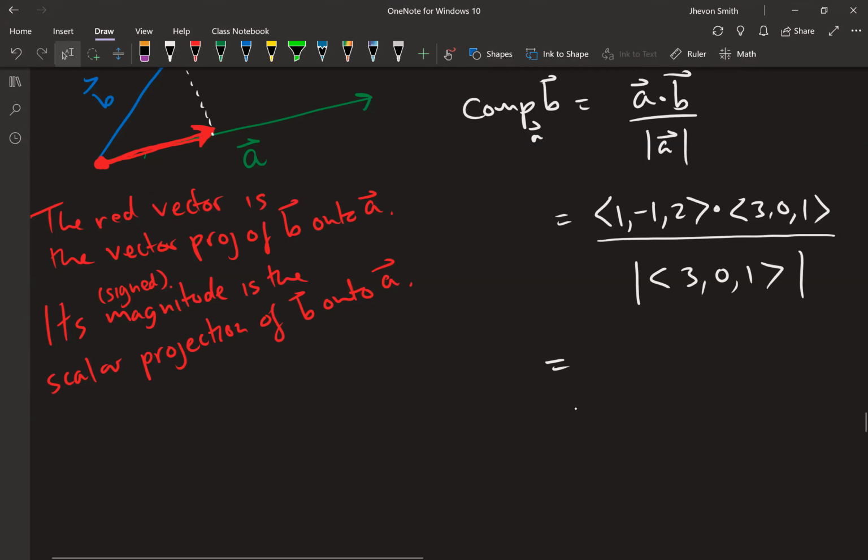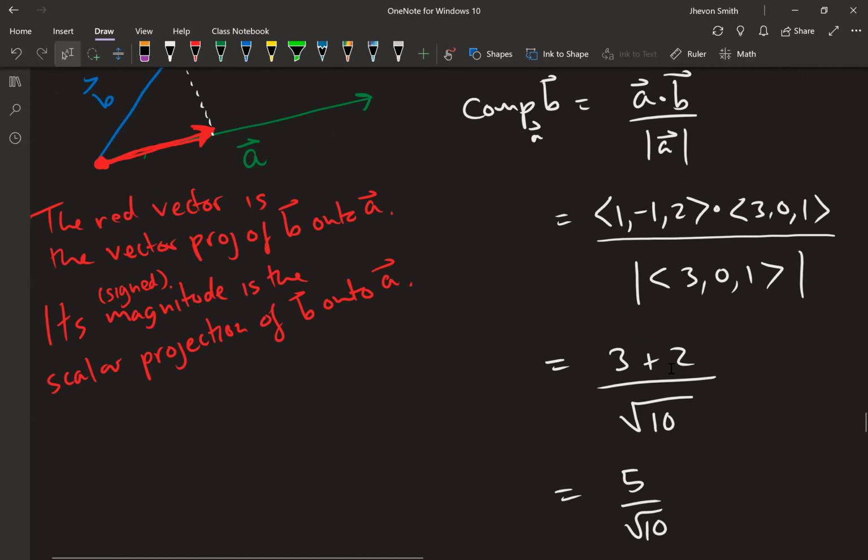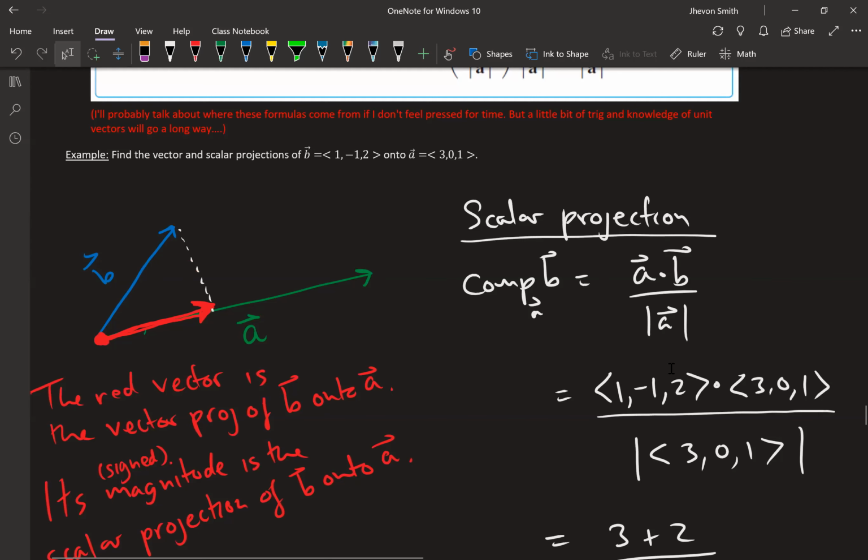So this is 3 plus 2 all over radical 10. So this is going to be 5 over rad 10. 3.301, isn't that B? Oh, never mind. Yeah, B is this guy. So this is the B right here. And this is the A over here. But A dot B is the same as B dot A, so it's okay.